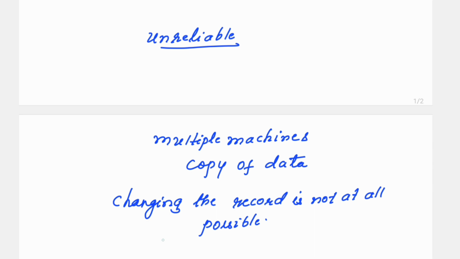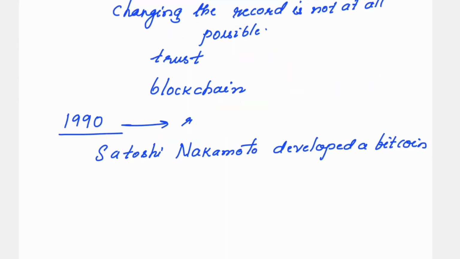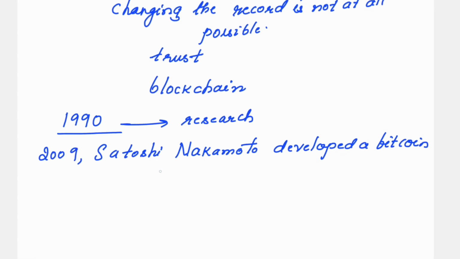Changing the record is not possible in the system, then we can definitely trust that system. This kind of database is called blockchain. The research for the blockchain started from the year 1990 onwards, but in 2009, a person by the name Satoshi Nakamoto developed Bitcoin. And from there onwards, we started hearing about cryptocurrency. Bitcoin is the first cryptocurrency to be created, and it is the most popular one.